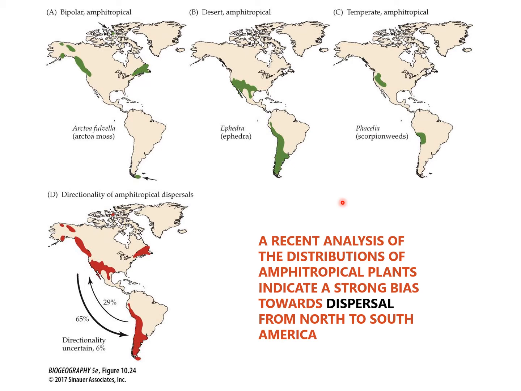So here we're seeing some amphitropical plant species. Amphitropical just means that there are populations in both the northern hemisphere and in the southern hemisphere. And a recent analysis of the distributions of these plants indicated that there was a strong bias of dispersal from the north to the south. So basically, species that were found in both northern and southern hemispheres tended to get that way by dispersal from the northern hemisphere to the southern hemisphere.